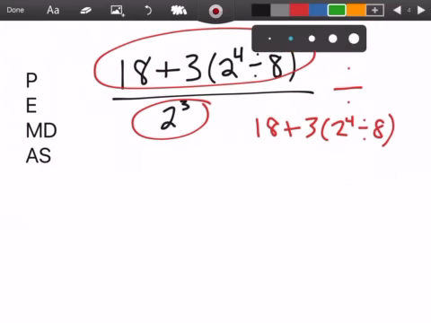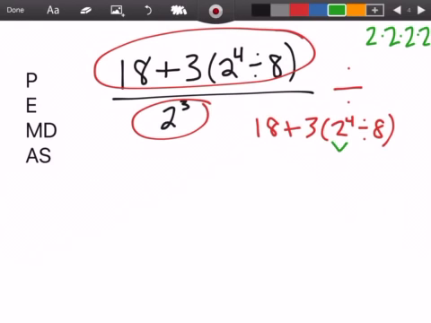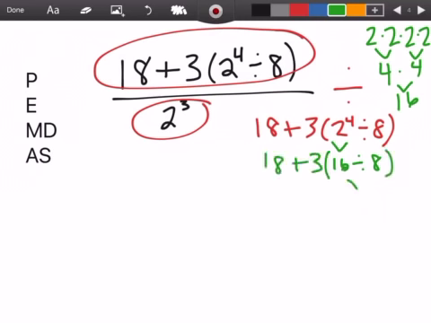First step is parentheses. Inside my parentheses, again, I have exponents and dividing, so exponents first. 2 to the 4th power, 2 times 2 times 2 times 2. 2 times 2 is 4, 2 times 2 is 4, and 4 times 4 is 16. Bring everything else down. Keep the parentheses. 16 divided by 8 to finish our parentheses gives me 2.